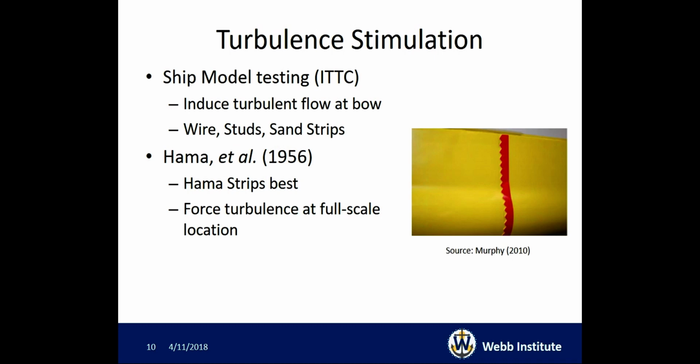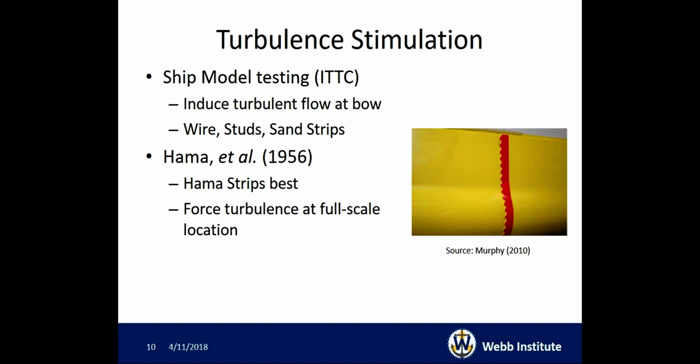Turbulence simulation. In ship model testing, per the ITTC, it's common to apply a turbulence simulator to the bow of the model to mitigate the Reynolds number effects that I just spoke about. This is shown in the figure on the left with Hama strips. These can be done with wires, studs, sand strips, or Hama strips.